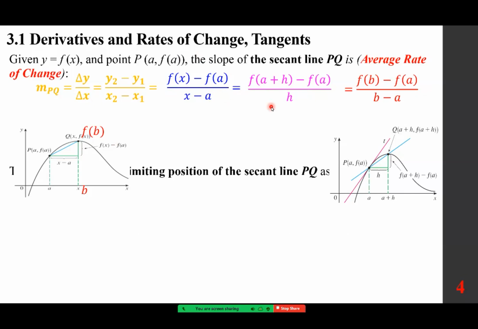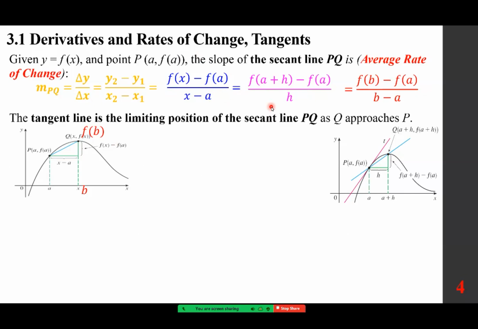Now, if you look at the following graph, we have these secant lines, the blue ones. As Q approaches P, the tangent line is the limiting position of the secant line PQ as Q approaches P. As we get closer and closer to P, PQ has 2 points, so we can calculate the slope. But the red line, the tangent line, has only 1 point. So the tangent line is the limiting position of a secant line.